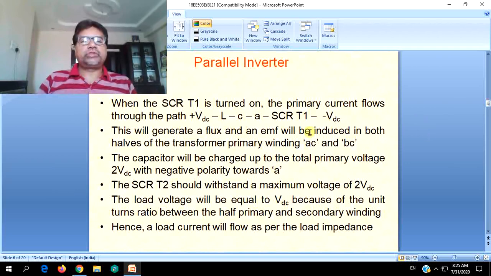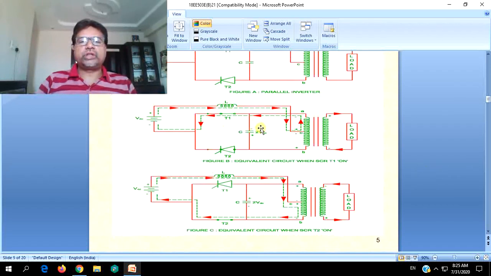Just go through the modes once again. When SCR T1 is turned on, the primary current flows through the path VDC, LCA, same thing. This will generate a flux and an EMF will be induced in both halves of the transformer primary windings, AC and BC. The capacitor will be charged up to the total primary voltage, 2 VDC, with negative polarity towards A.